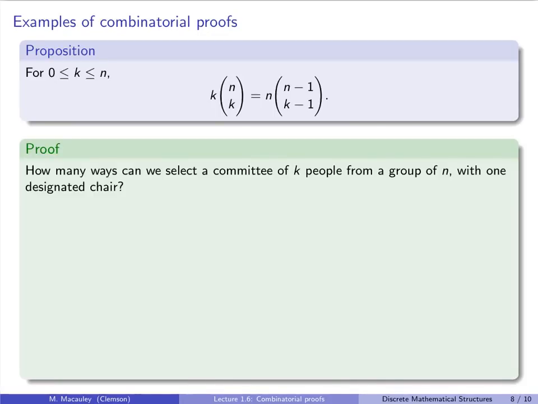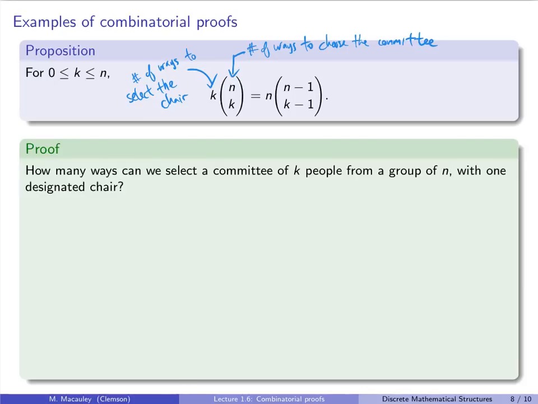Okay, welcome back. Here's one solution. How many ways can we select a committee of k people from a group of n with one designated chair? So the left-hand side: I'm just going to write it up here. This is the number of ways to choose the committee from a group of n and choose k. And then, once we do that, we have k different ways to choose the chair. So this is the number of ways to select the chair. So that's the left-hand side.